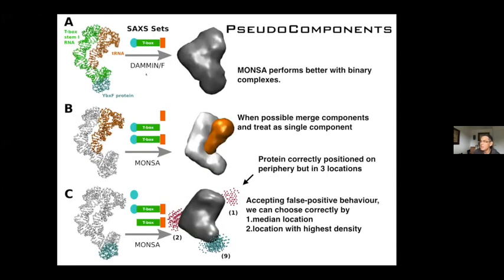But what happens is, if you restrict this to a binary system where you go, okay, look, in this one case with the data, I'm just going to focus on where the tRNA is, or in this case, I'm going to focus on where the protein is, you have better results. And when we redid the runs, it correctly placed the tRNA with respect to the T-box and the protein. And with the protein, because it's so small, we did 12 runs here. Nine out of the 12 runs correctly positioned where the protein is. And in the other three cases, it put it here. So you can accept a false positive behavior and look at the median location, or the location with the highest density of where it was placing the protein.